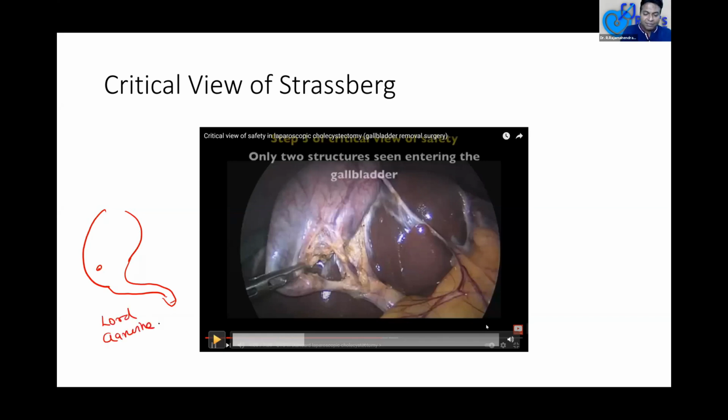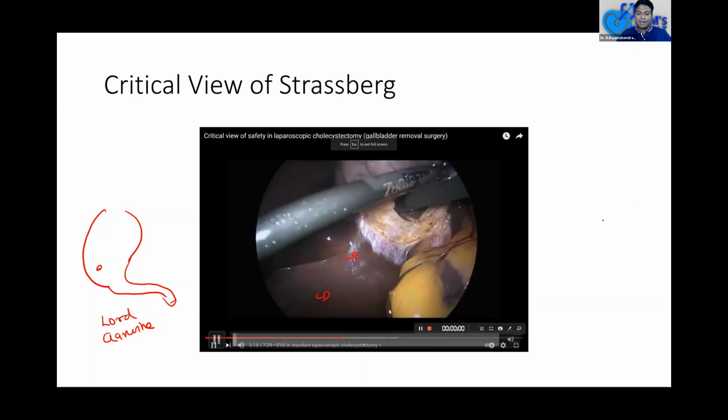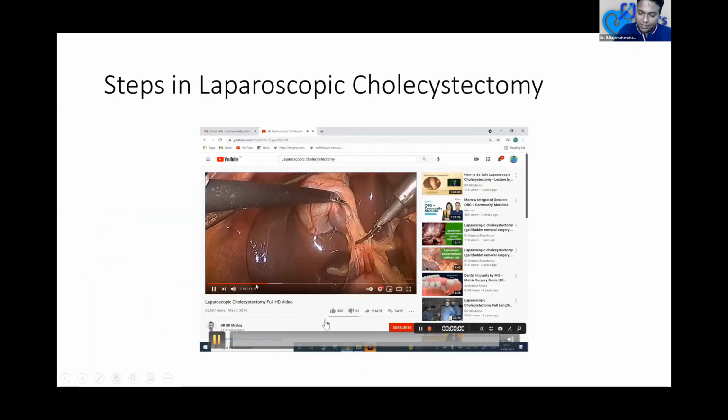When this sign is coming while you are dissecting, you are in a safe plane. You can see the Lord Ganesha sign, and you can see only two structures entering here. This is the cystic artery. This is the cystic duct. Only two structures are entering into the gallbladder. That is known as the critical view of Strasberg. So please don't forget, this is another dissection.